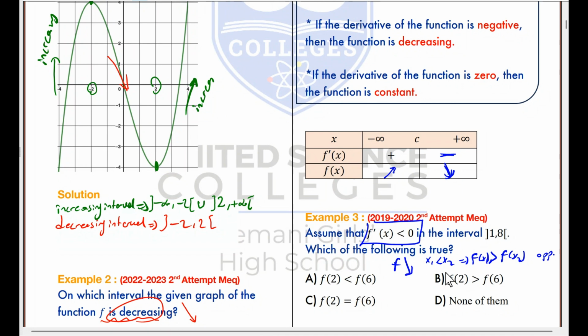So we are comparing f of 2 and f of 6 here. Since 2 is less than 6, then f of 2 must be more than f of 6 to have a decreasing function, which gives you option B. Okay, see? So this is the combination of two different information. So in the following videos, I will be solving questions about how to find increasing and decreasing intervals from the functions algebraically.